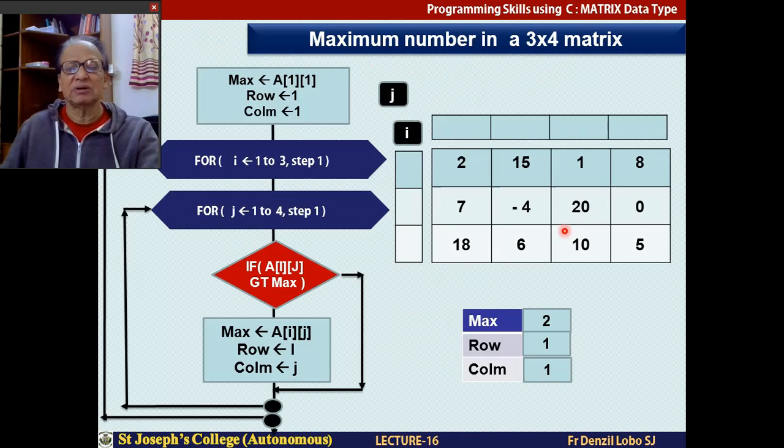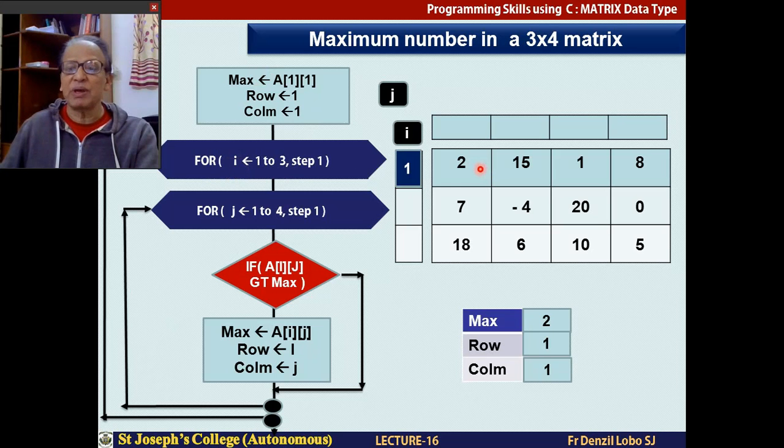So let us see now the algorithm for this. Our aim is to find out the maximum number in a 3x4 matrix. What we shall do is have a variable called max, into which we put the first element in the matrix, which is in row number 1, column number 1. Therefore A11 is assigned to max. A11 is equal to 2. Let us see now what happens.